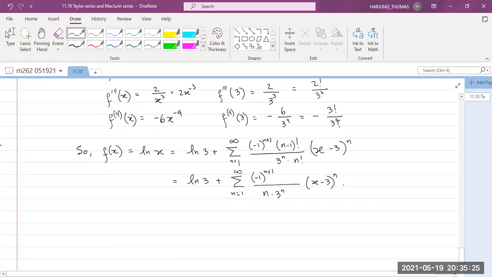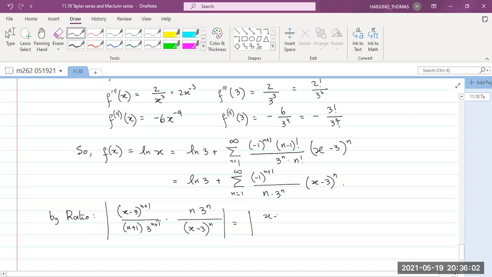The radius of convergence will be found by the ratio test. By ratio, the nth term, I will ignore the alternator: x minus 3 to the n plus 1 over n plus 1 times 3 to the n plus 1, multiplied by the reciprocal, n times 3 to the n over x minus 3 to the n. Cancel this and that, I get x minus 3 over 3 times n over n plus 1.